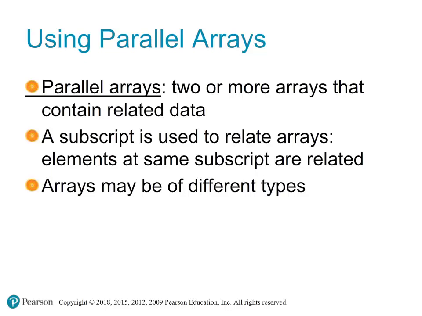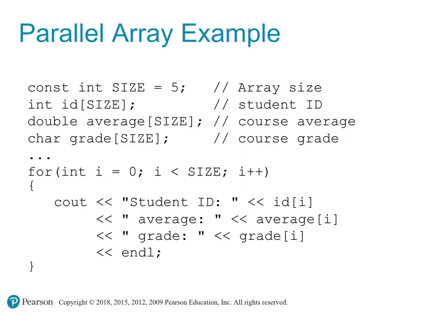In this example, we have 3 parallel arrays, ID, average, and grade, each of size 5. The ID array holds the student IDs. The average array holds their course averages, and the grade array holds their course grades. We use a for loop to go through each element of these arrays and print them out together. This is possible because they are parallel arrays. The ith element in each array corresponds to the same student.